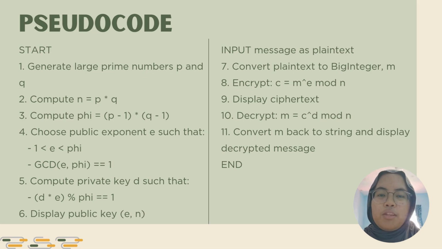For encryption, we take a plain text message from user input and first convert it to a numerical format, typically a big integer. We encrypt the message using the formula C equal to m to the power of e mod n, where C is the ciphertext. To decrypt, we use the private key with the formula m equal to C to the power of d mod n to retrieve the original message. Finally, we convert the numerical result back to a readable string format and display the decrypted message. And that completes the RSA encryption and decryption cycle.